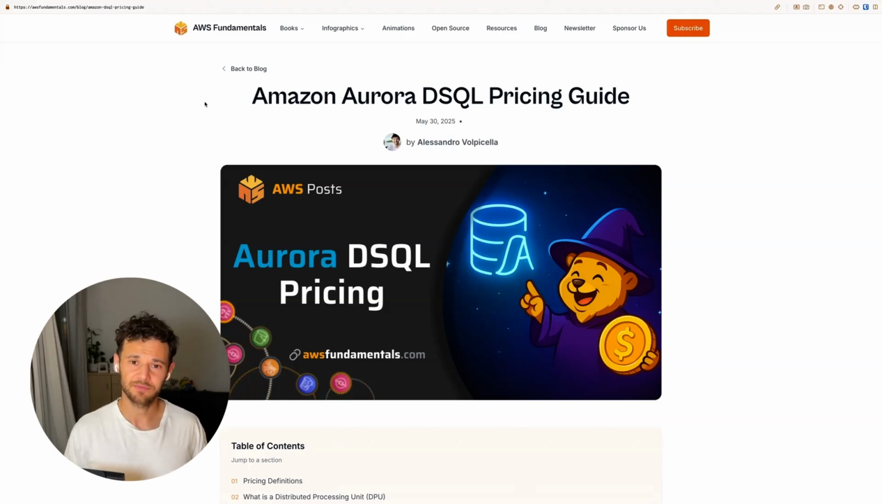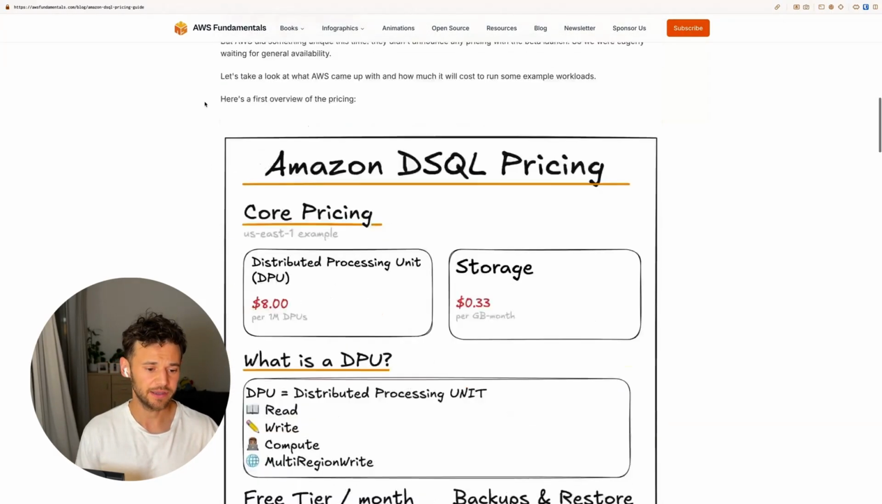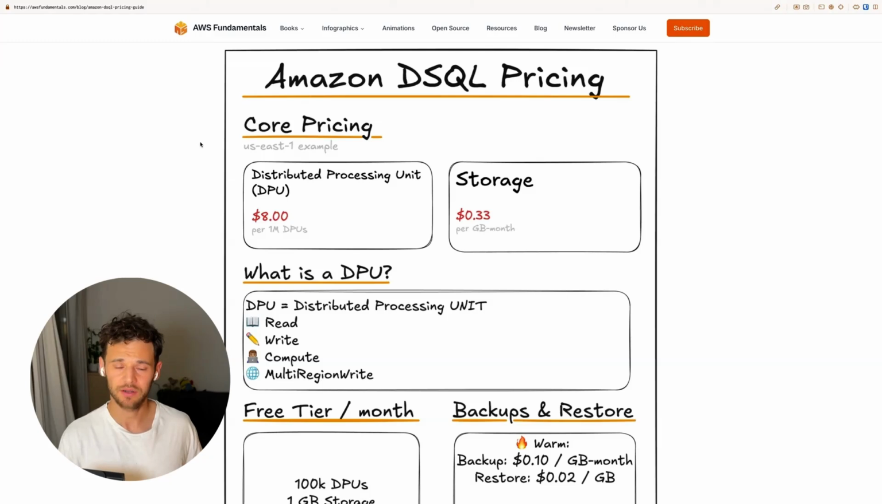I wrote an article about that on our blog that you can check out, the pricing guide. I have a small infographic here as well. I would say, to have the TLDR at the beginning, it is pretty simple. We have a new unit called Distributed Processing Unit, DPU, which costs, for example, in US East 1, $8 per 1 million DPUs. And we pay for storage 33 cents per gigabyte per month. So this is pretty straightforward.